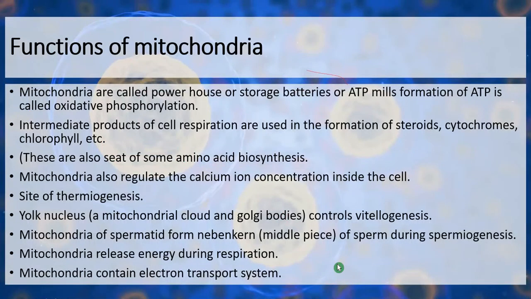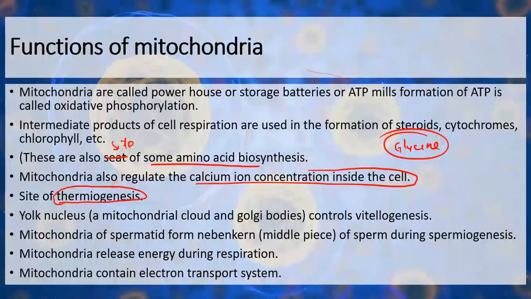Okay. Simply, they are the site for amino acid synthesis, generally glycine is synthesized by mitochondria, and the calcium ion concentrations inside the cell are also controlled by mitochondria, and they are the site of thermogenesis. When you have a fever, does the heat of your body increase or not? It increases? Yes, sir. Thermogenesis means heat production. So what is the site? Mitochondria are the site, because they produce ATP.